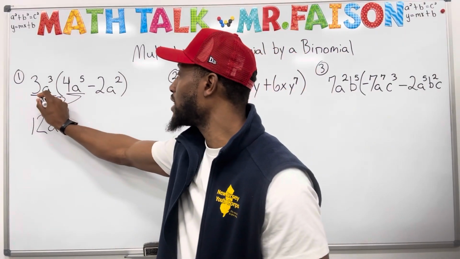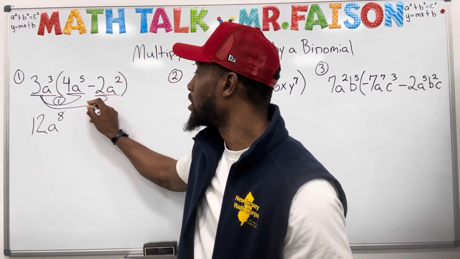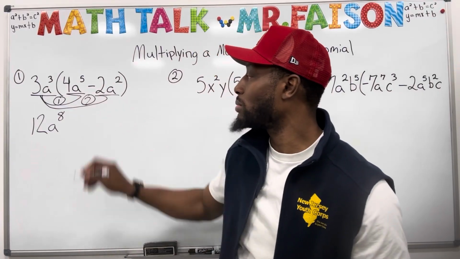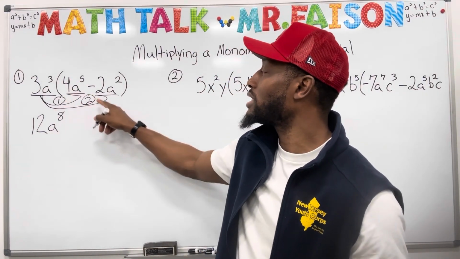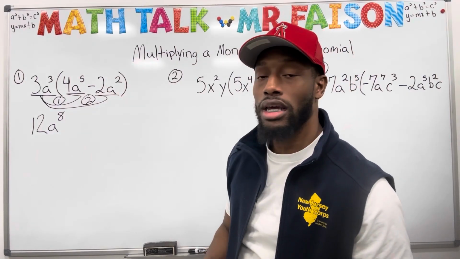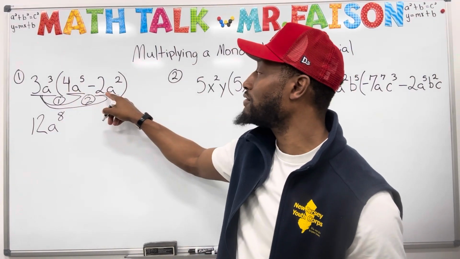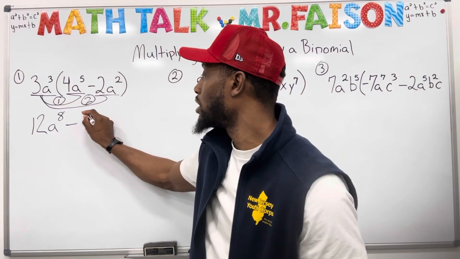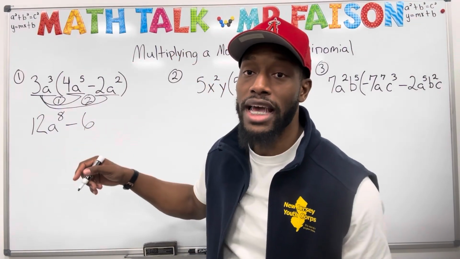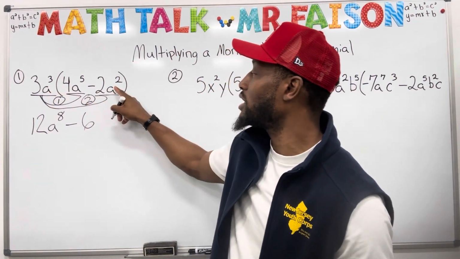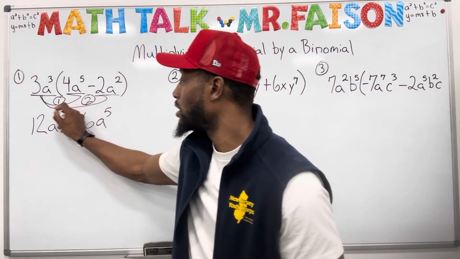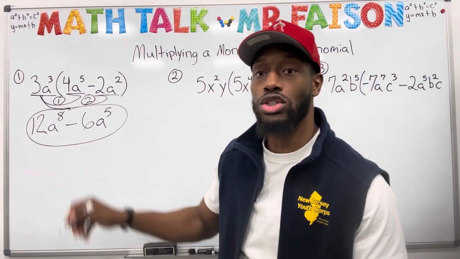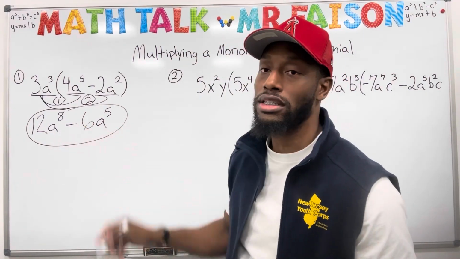Now, my second step, I'm going to multiply 3a to the third times negative 2a to the second. If I multiply 3 times negative 2, I'm going to get negative 6. Now, if I just add the a's, I have 3 a's right there and 2 a's right there. That's going to give me a to the 5th. My answer is 12a to the 8th minus 6a to the 5th.